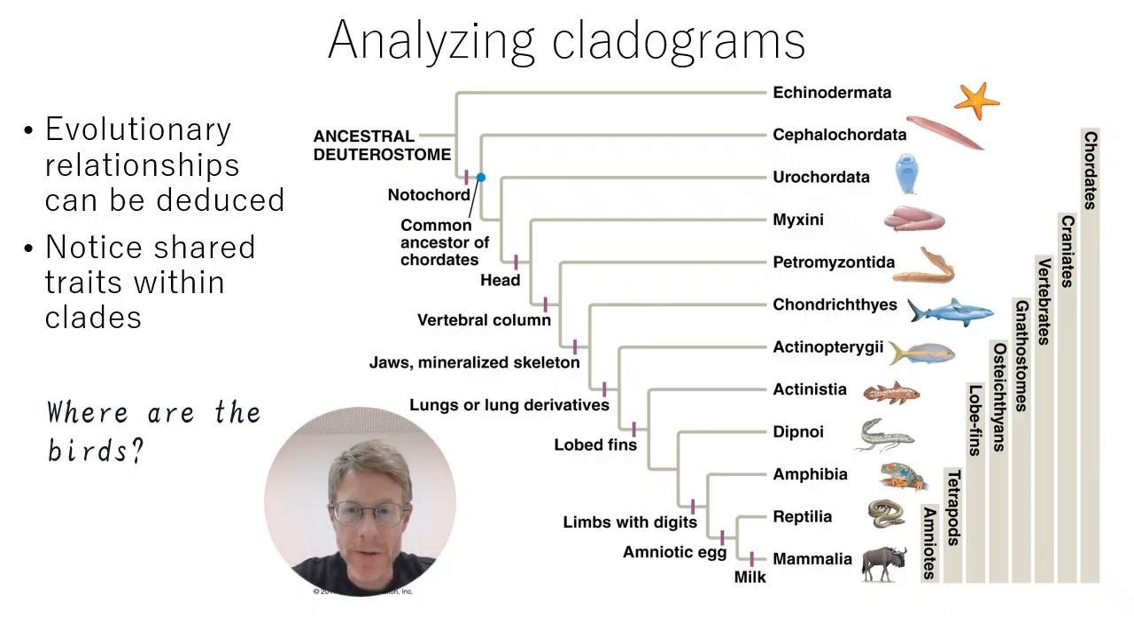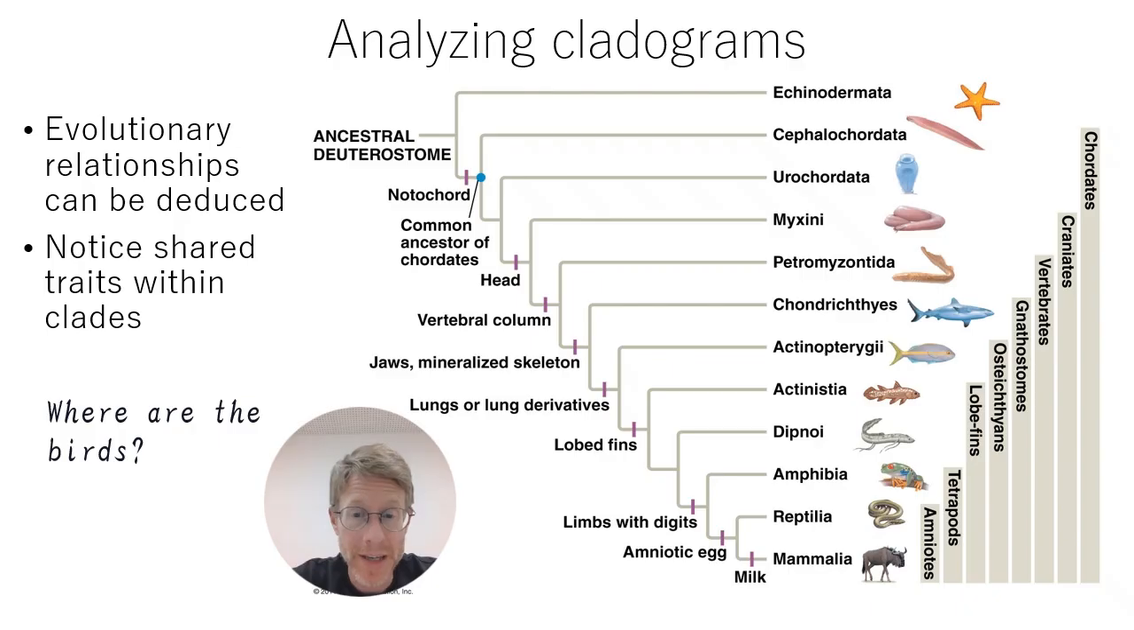This is a nice cladogram showing basically animals. And you can see how the traits that hold different clades together are marked out. So why do we think all mammals are together? Well, there's many reasons, but one is because they all produce milk. Why are reptiles and mammals placed together? Because they all have an amniotic egg, which their common ancestor had. And why are amphibians, reptiles, and mammals put together? Because they all have limbs with fingers, digits.